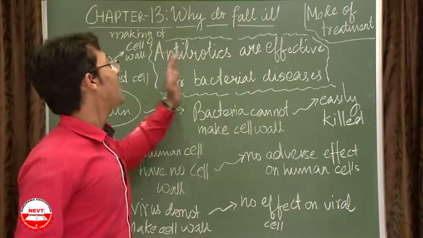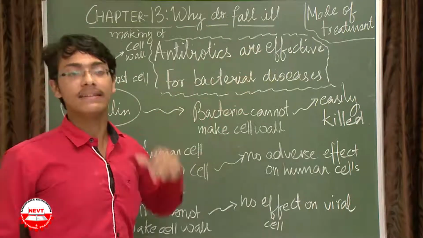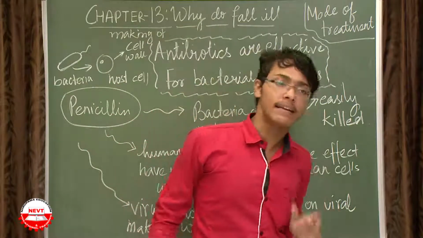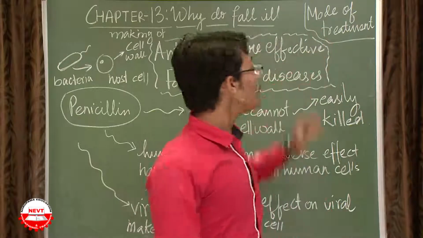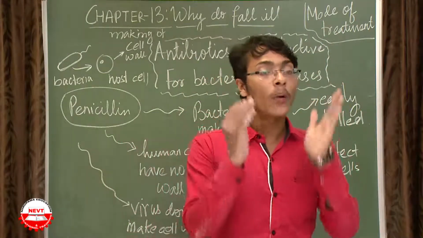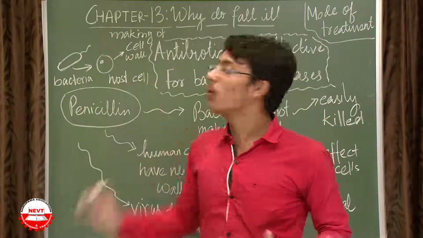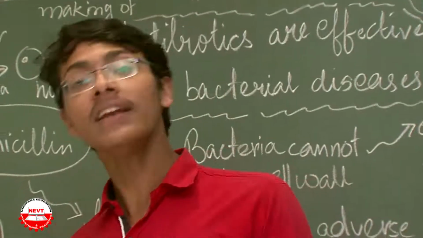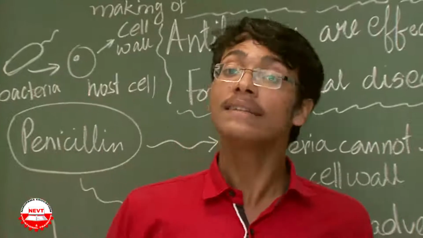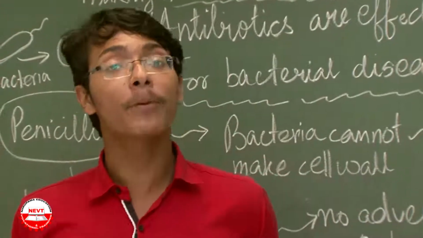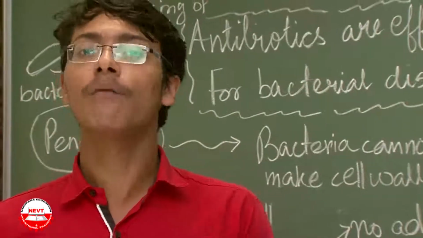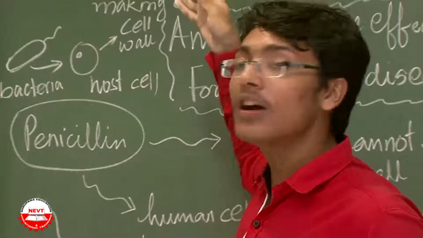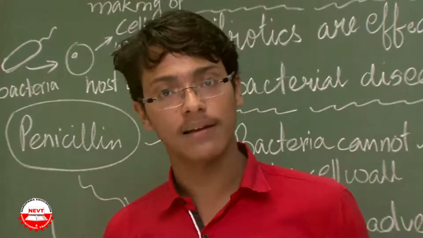Antibiotics are effective for bacterial diseases. We are prescribed antibiotics when we suffer from bacterial diseases. Now why? You can see now. When a bacteria enters a host cell, it starts to make a cell wall around it. Why? To be protected from the immune system of the human being. Clear? After the making of the cell wall, it divides prolifically.